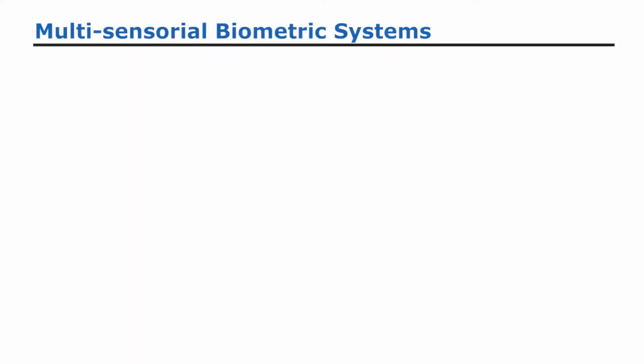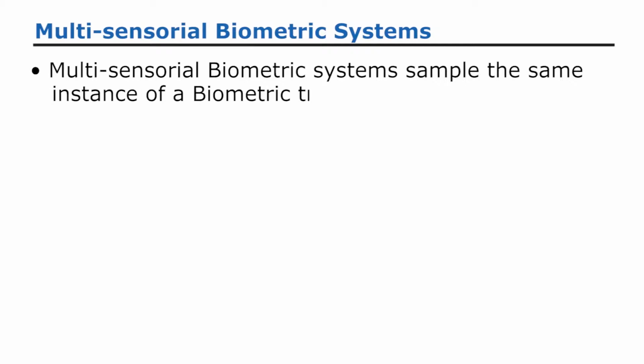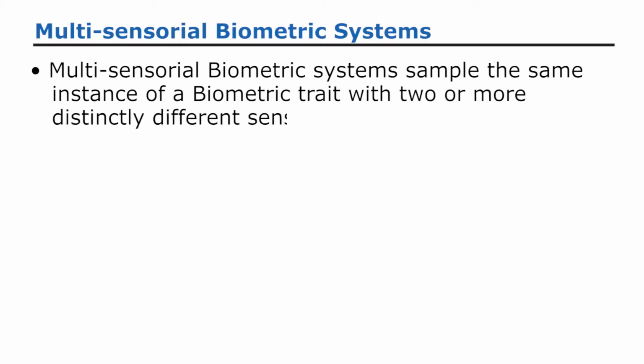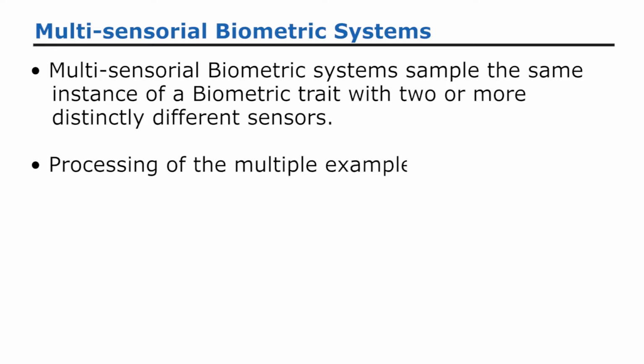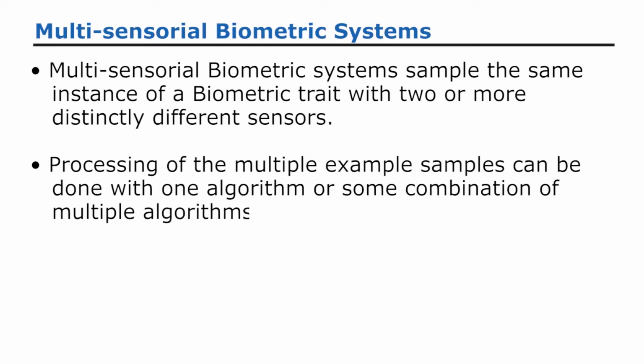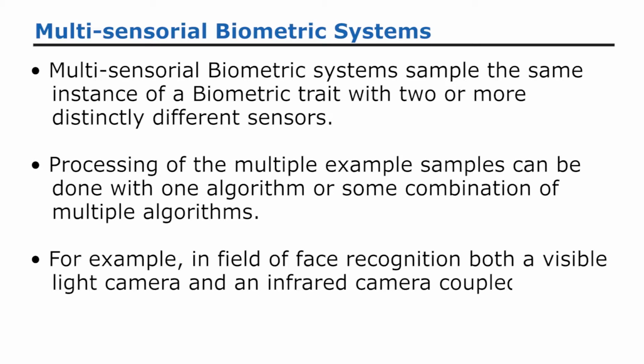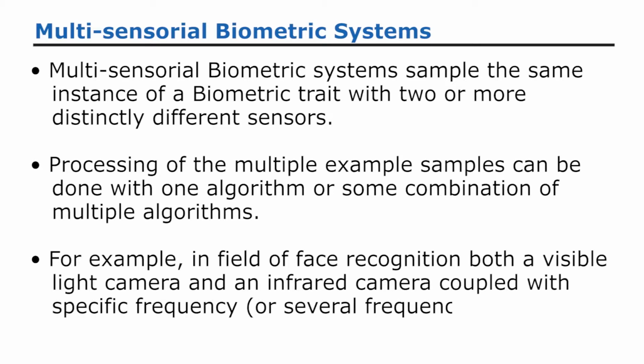The fourth type is the multi-sensorial biometric systems. Multi-sensorial biometric systems sample the same instance of the biometric trait with two or more distinctly different sensors. Processing of the multiple samples can be done with one algorithm or some combination of multiple algorithms. For example, in the field of face recognition, both a visible light camera and an infrared camera coupled with a specific frequency or several frequencies of infrared illumination.